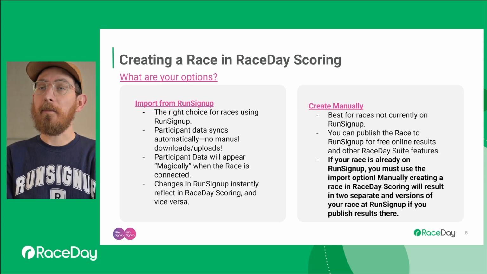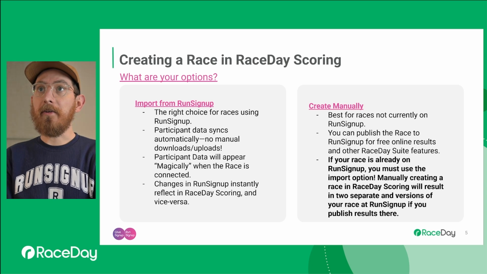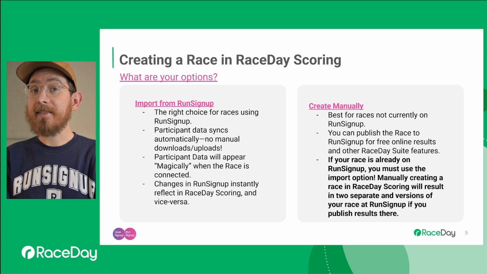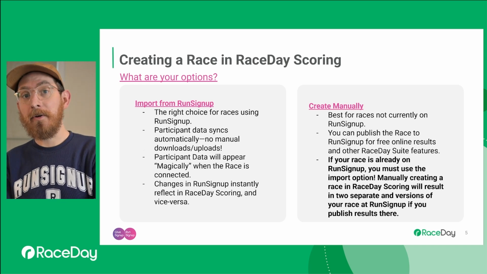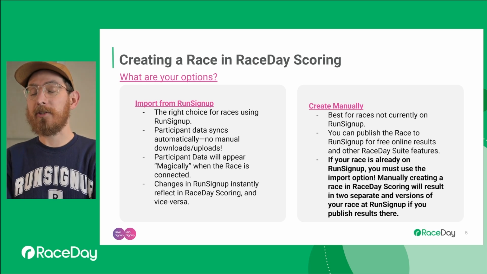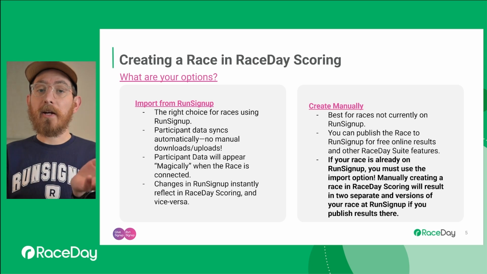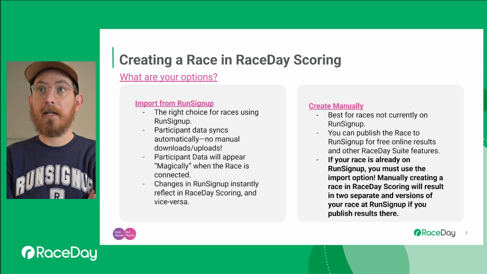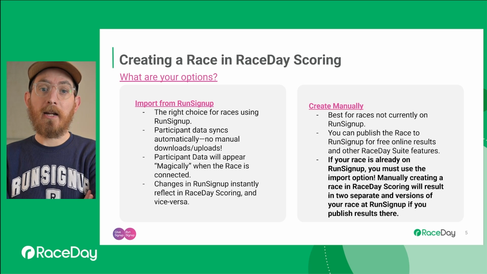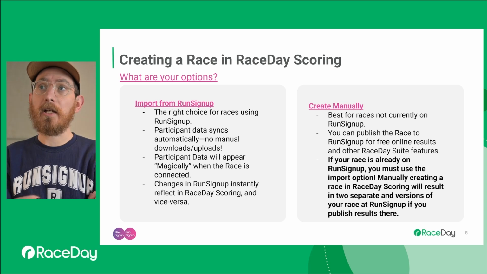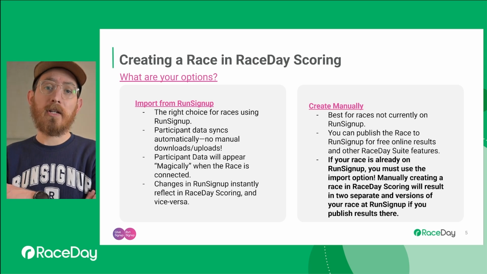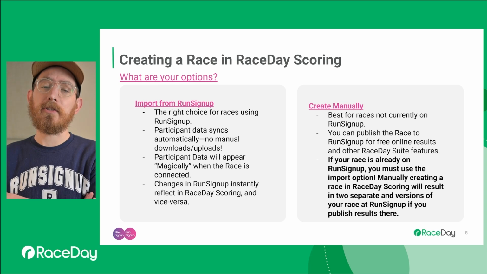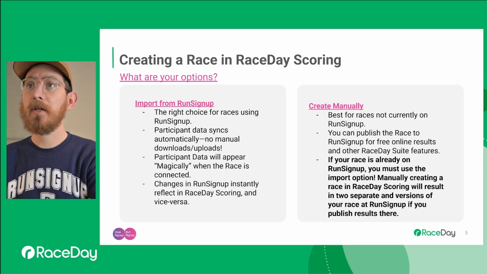Now, if you need to, you can create a race manually. This is the option that you want to use if the race is not on RunSignup. You could create the race on RunSignup and then pull it down, but it's a little bit of extra effort that's not necessary. So we recommend creating the race in RaceDay Scoring. And then if you want to use RunSignup's results features, cloud syncing features, and all of those nice things we talked about, you can publish it from RaceDay Scoring to RunSignup, just as a way to use all of those additional features that are free to you.